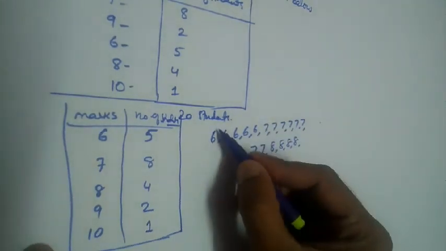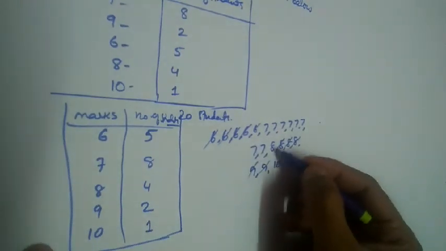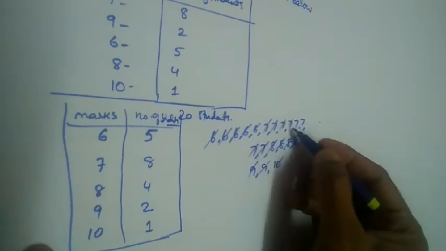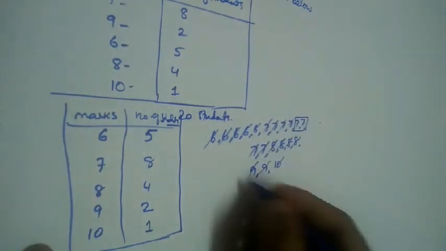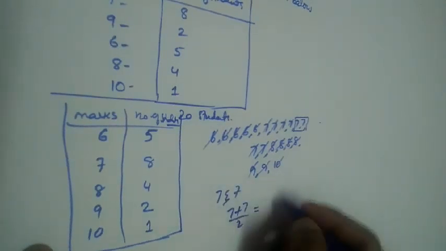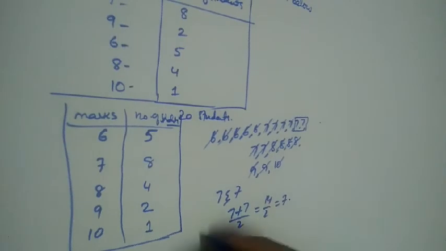So let us see, 1 2 3 4 5, 1 2 3 4 5 here, 1 2 1 2 1 2 1 2. So the middle values are 7 and 7 now, right? So 7 plus 7 divided by 2, the average of these two, 14 by 2 will give us 7. So median is 7. All right, this is one method.